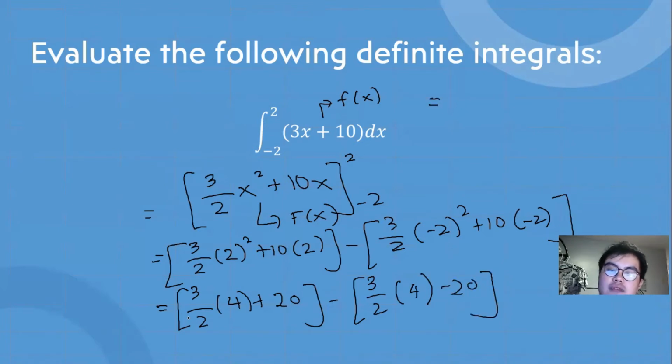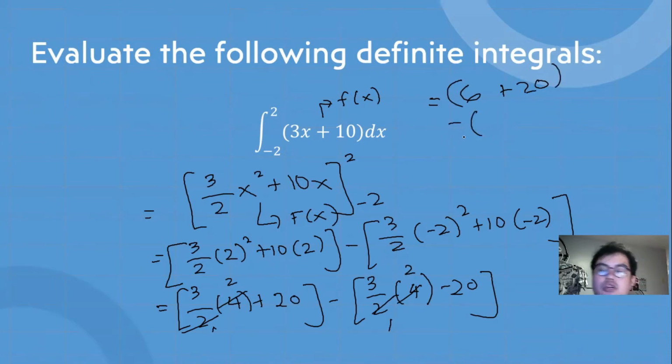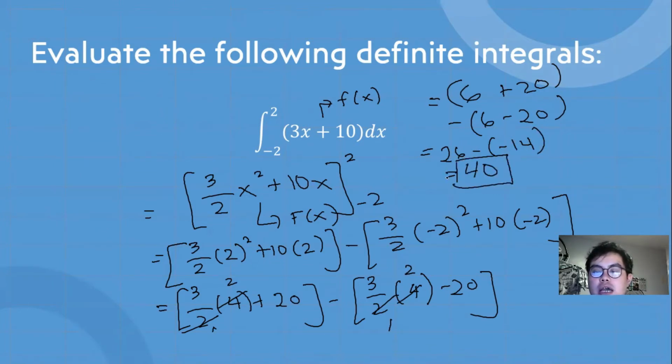Okay, so 3 halves times 4, it will become 6. Kasi I use the cancellation in order to simplify. So parang naglo-lowest term po ako. Plus 20. Okay. Then, sa second group po, 6 minus 20. Okay, so solving inside the parentheses, it will become 26, then minus 6 minus 20 will become negative 14. So 26 minus negative 14 will become 40. So this is the answer for this definite integral.